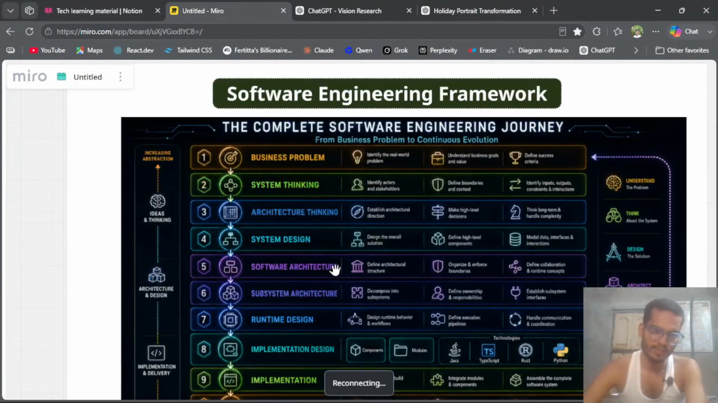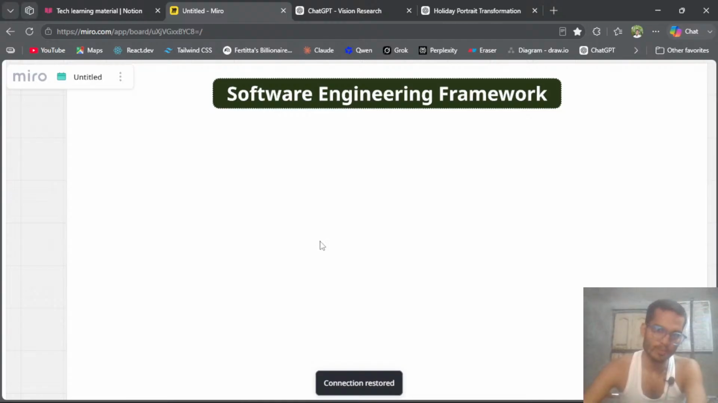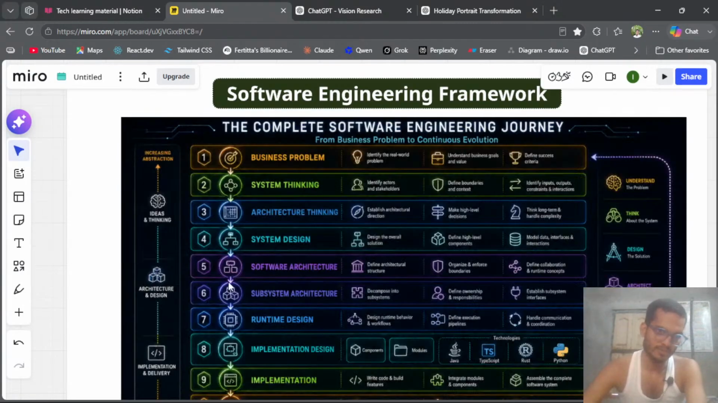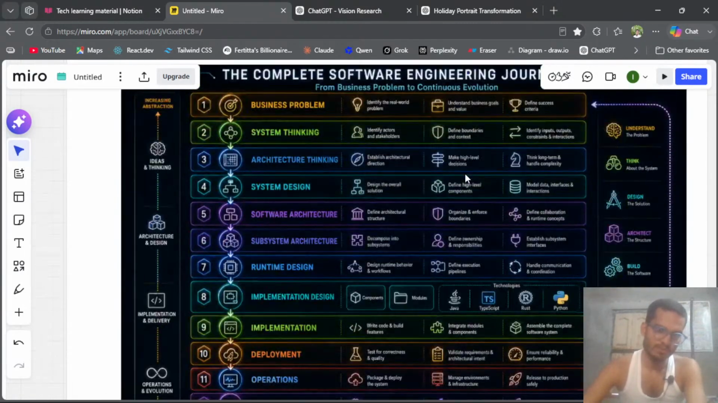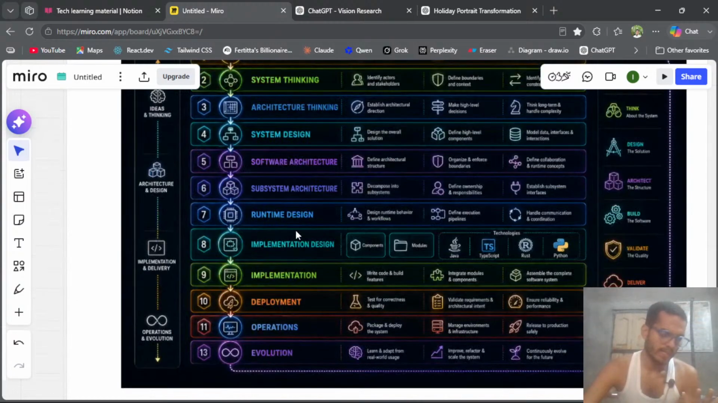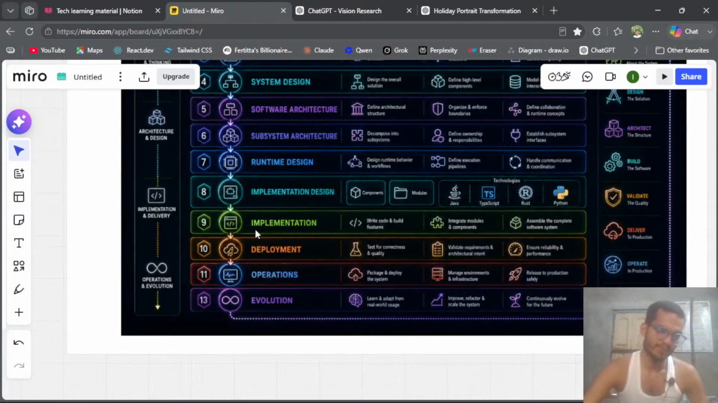If you look at this, this is the software engineering framework. So this is a journey. If you hear about the business problem, then system thinking, architectural thinking, system design, software architecture. And if you're a junior developer, a fresher, you just implement the coding part, just implement.